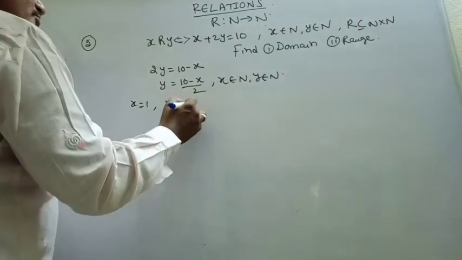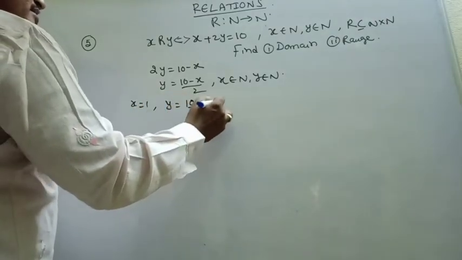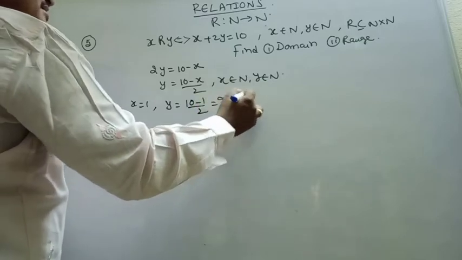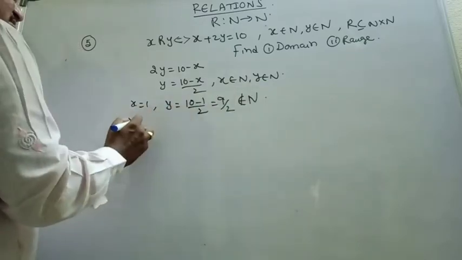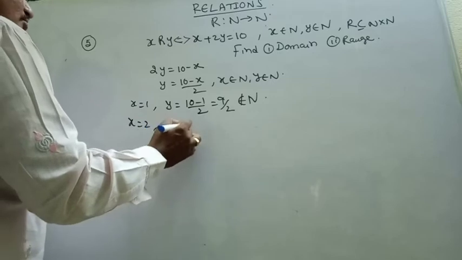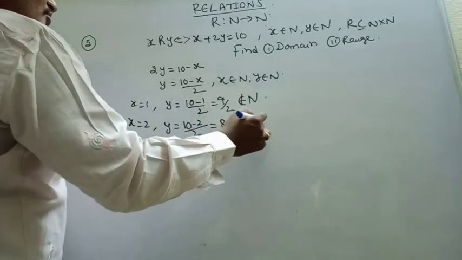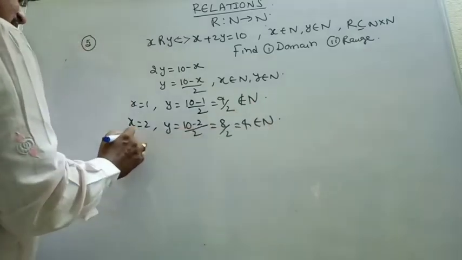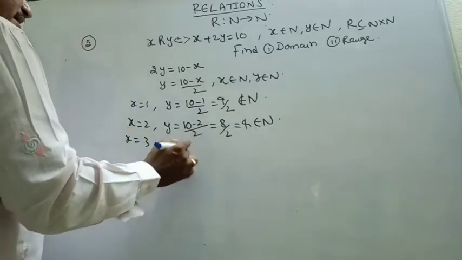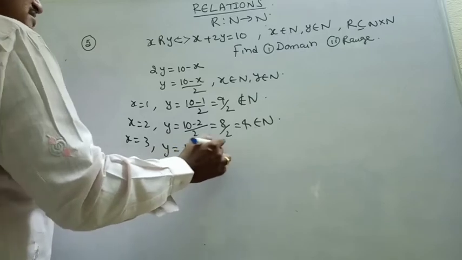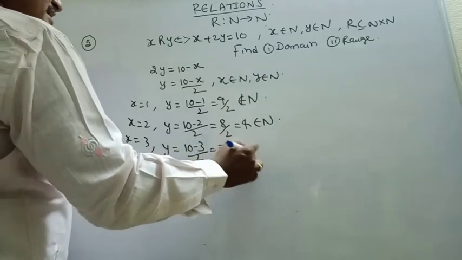Y is equal to 10 minus 1 by 2, that is 9 by 2. That is not a natural number here. Take x equal to 2, y is equal to 10 minus 2 by 2, that is 8 by 2, that equals 4. 4 is a natural number. Now take x equal to 3: 10 minus 3 by 2, that is 7 by 2. This is not a natural number.